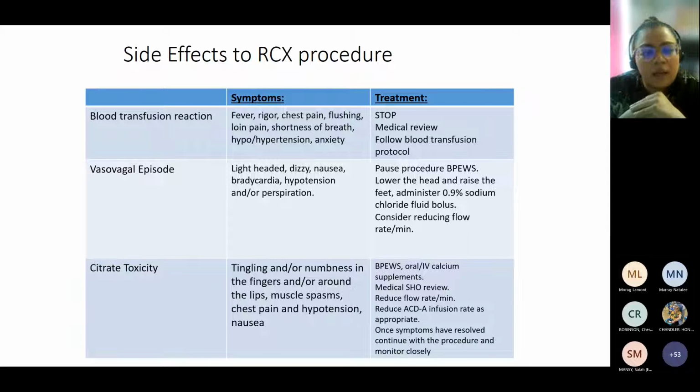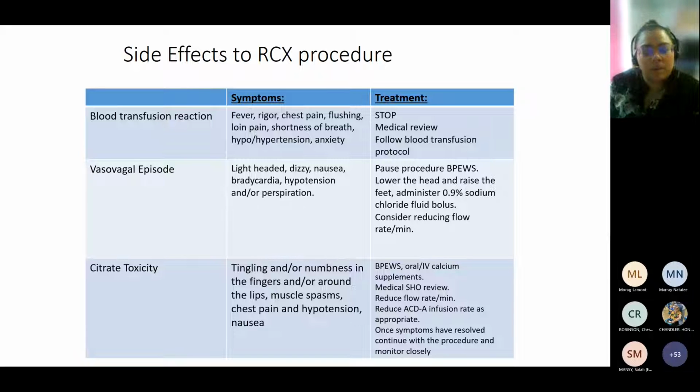And the last main side effect that we get is tingling, citrate toxicity. So for the machine, in order for the blood that's being removed to not clot in all the tubing of the exchange machine, it mixes with an agent called acid citrate dextrose solution. So in short, we call it ACDA, and it's basically an anticoagulant that joins the blood being removed from the patient, and it stops it from clotting all throughout the machine and all the tubing.